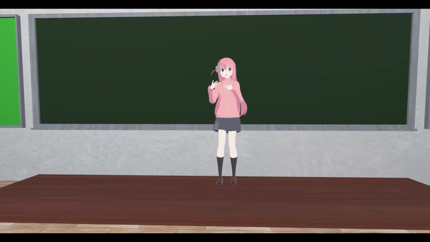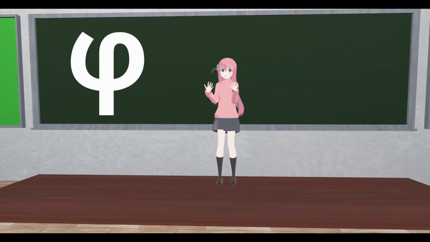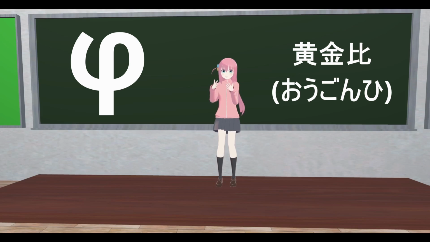And finally, the other famous mathematical constant that I can at least think of is the golden ratio, which doesn't really have a very interesting Japanese name either. It's just a literal translation of golden ratio. It's the ogonhi. Like, there's not much to it.